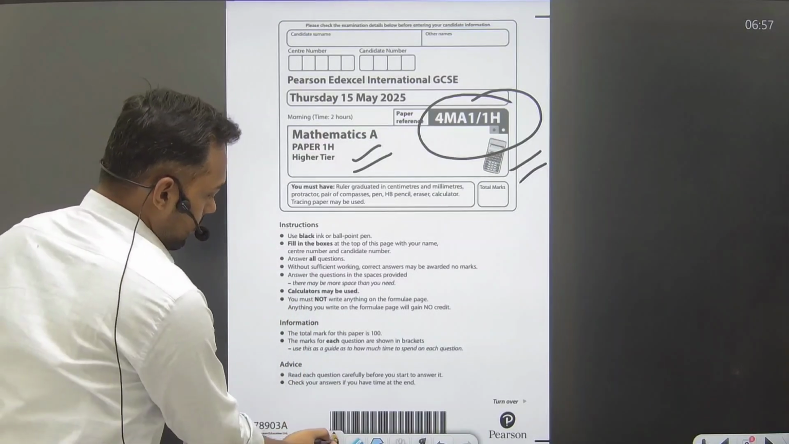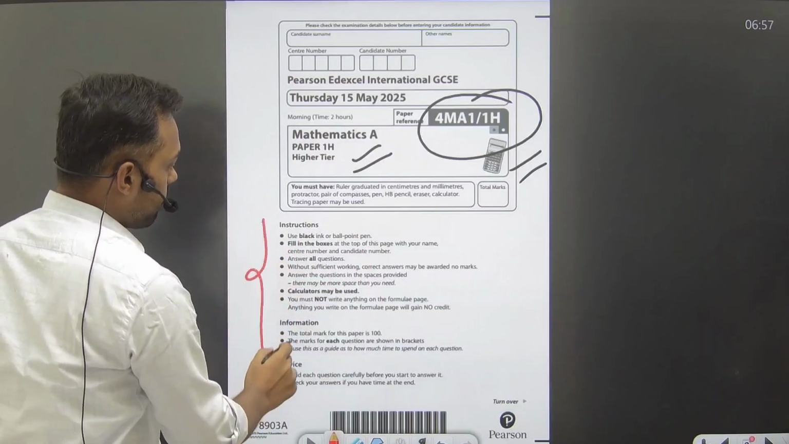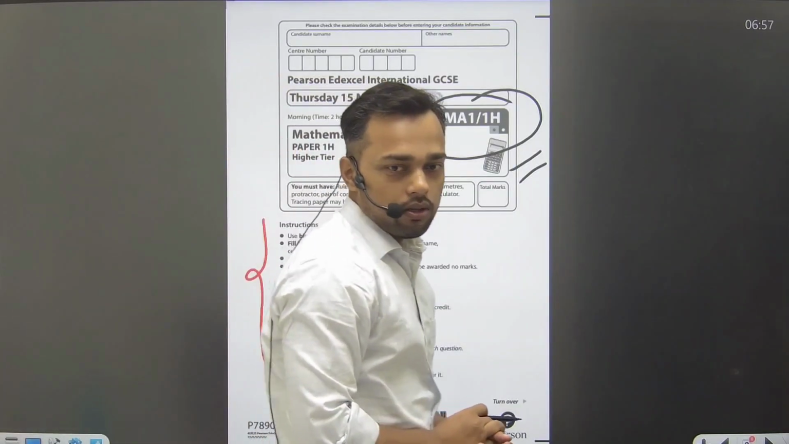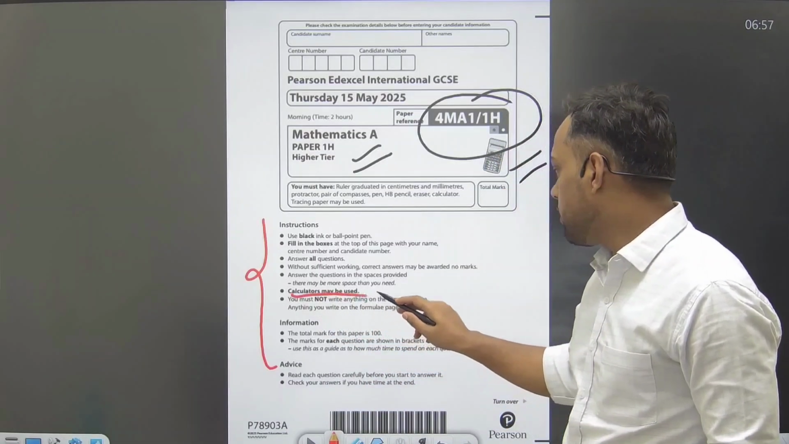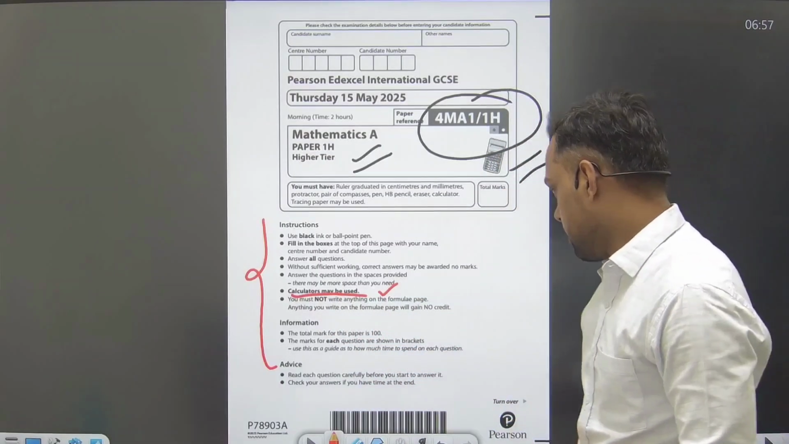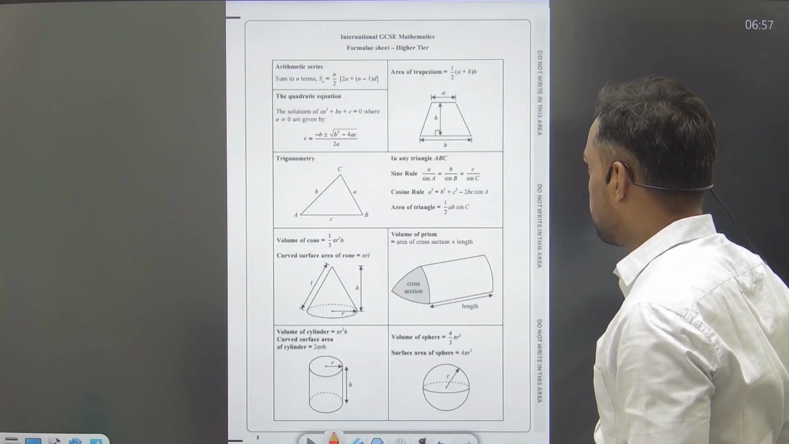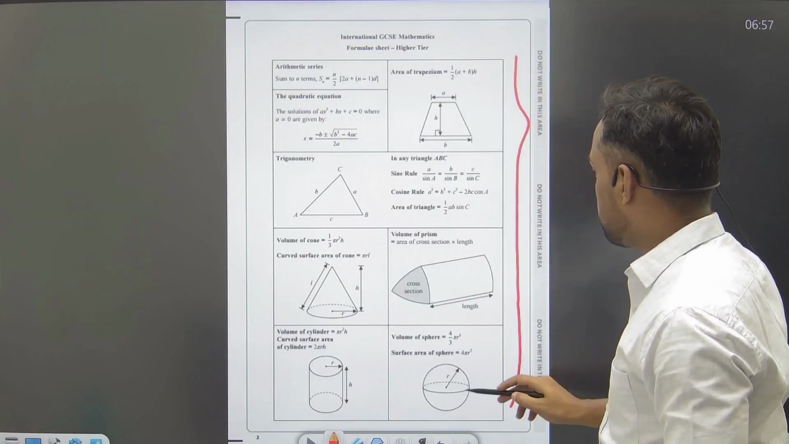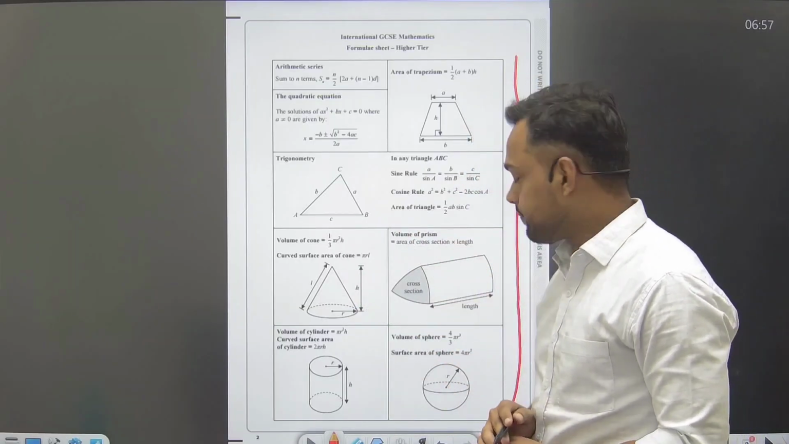So now see, read the instruction carefully before attempting any type of paper. You can see that a calculator may be used here, so we will be using a calculator. Let's start. These are all the formulas which will be used here and which we will be applying in our questions.